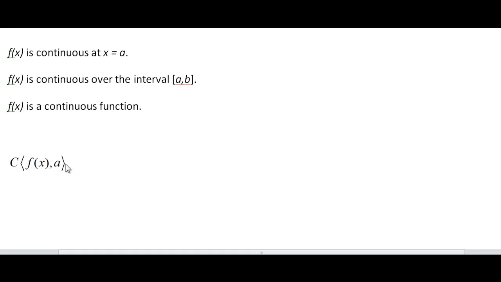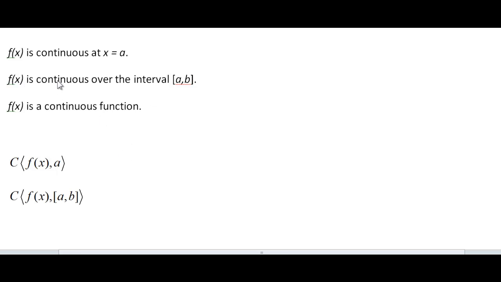This is the proposed symbology to represent the first statement there. F of x is continuous at a. It simply asserts C for continuity. Strange brackets so it's not confused with anything else we might put in brackets, the function f of x and a. So it asserts the continuity of f of x at a. If you wish to write out the words, f of x is continuous at x equals a, feel free to do so.